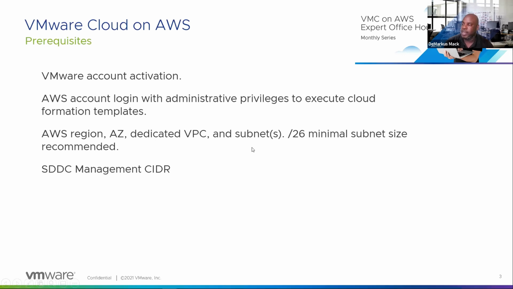Now we recommend a /26 as the minimum subnet size because we need to be able to have at least 17 ENIs. In VMC, the maximum cluster size is 16 hosts. A /26 will allow you to have at least 17 ENIs. That's 17 ENIs for maintenance, and the rest of the IPs in that subnet are used for internal purposes.